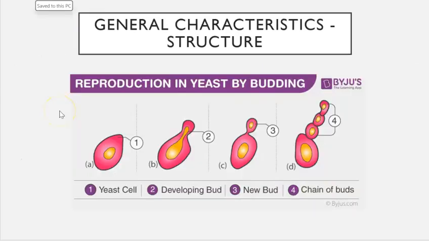So this is the process of a yeast cell budding or reproducing by budding. You start out with a single parent cell, and the parent cell starts to form the bud, and the new bud starts to pinch off, or the septum begins to form, and once it's pinched off, there's a chain of daughter cells that can also form from this one parent cell.